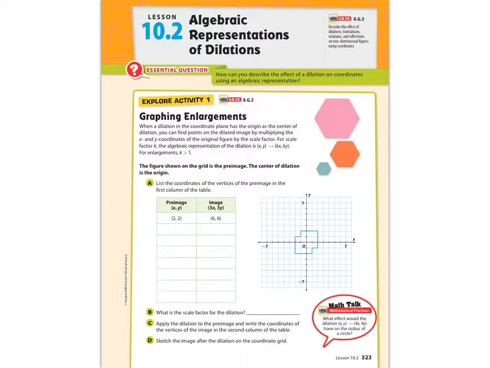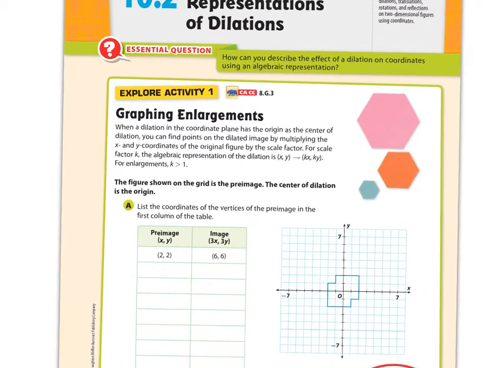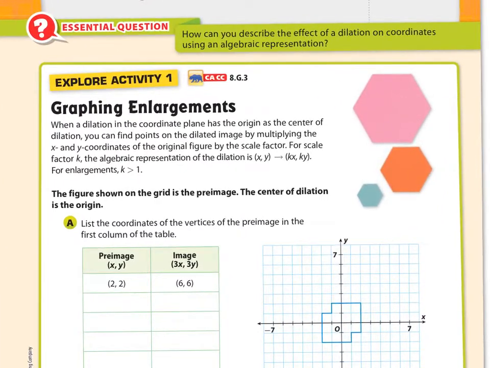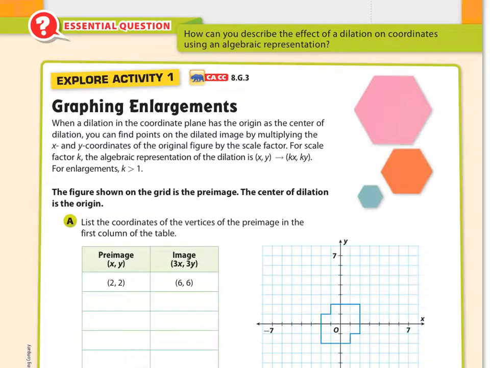So the standard for this lesson is 8.G.3 up in the top right, and the essential question: how can you describe the effect of a dilation on coordinates using an algebraic representation? So a dilation, remember, is when we take a shape, a pre-image, and make it bigger or smaller, right? We call that an enlargement or a reduction.